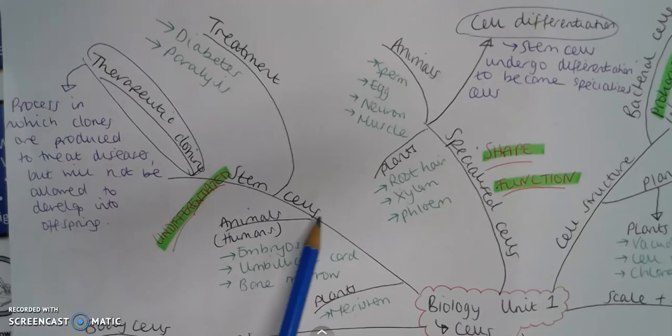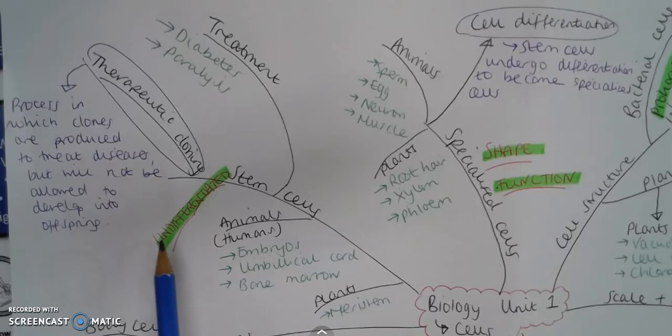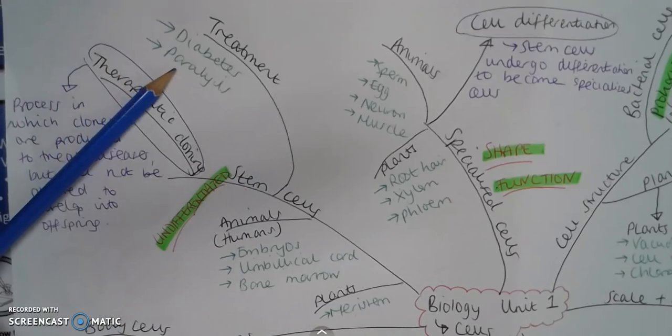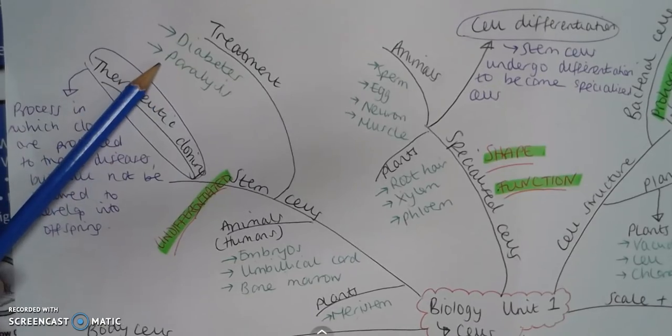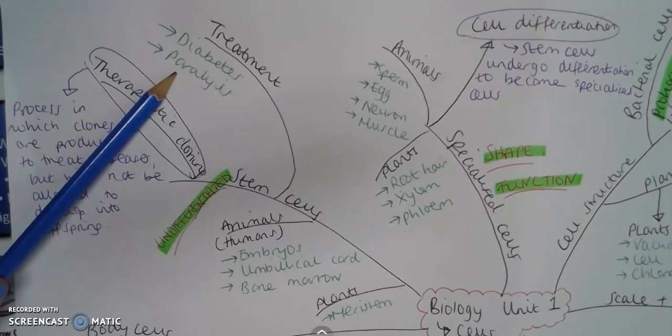What stem cells are then is they are undifferentiated cells. So by undifferentiated we mean they've not yet become specialised. We're going to look at specialised cells in a second. So they are undifferentiated or non-specialised cells. They can be used for various different medicinal purposes and treatment. The 2 main ones you need to know about with regard to humans are treatment of diabetes and the treatment of paralysis. So those are the 2 to remember.